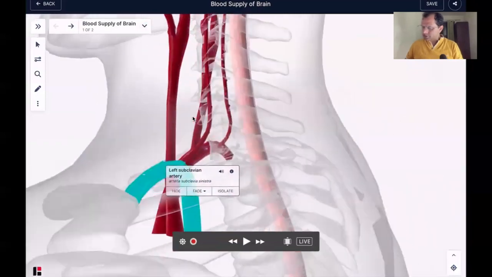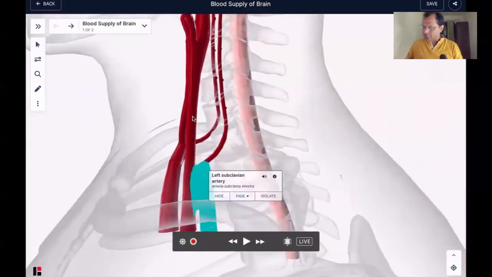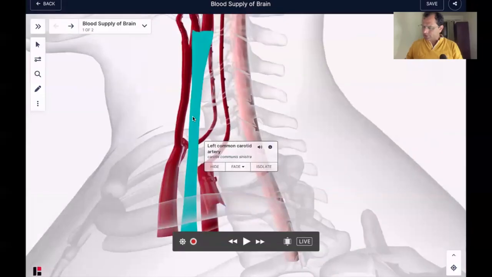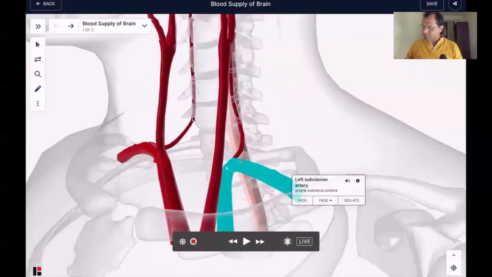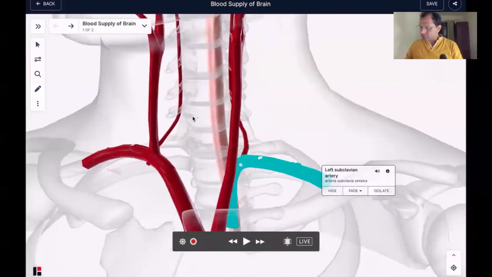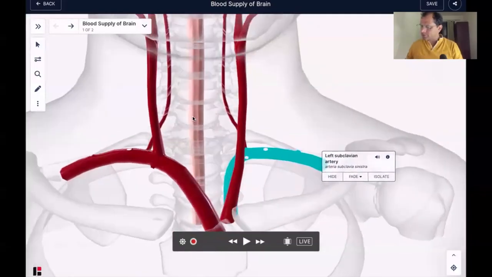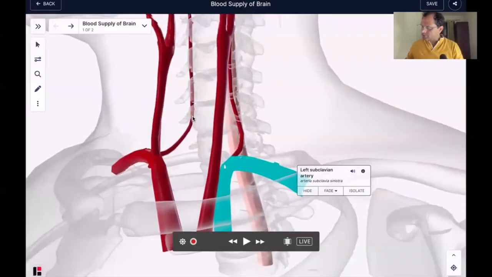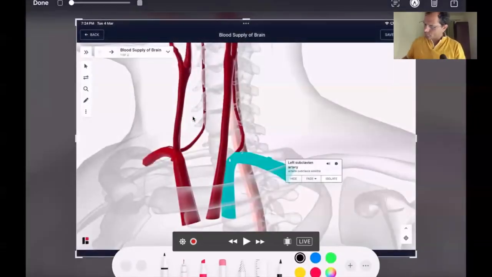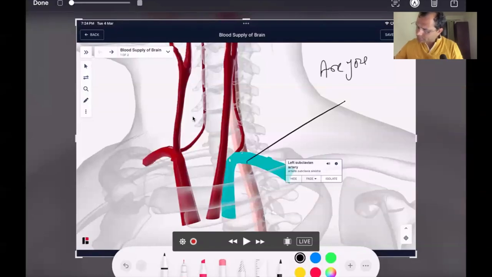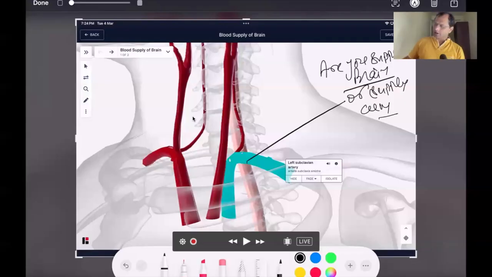Let's see the subclavian artery. See, the subclavian artery is a little towards the back. The common carotid artery is on the front side, the subclavian artery on the back side. Now I am asking the subclavian artery: are you supplying the brain, or are you supplying the shoulder and arm area? Are you supplying the brain, or do you supply the arm? The subclavian artery says, I supply both.